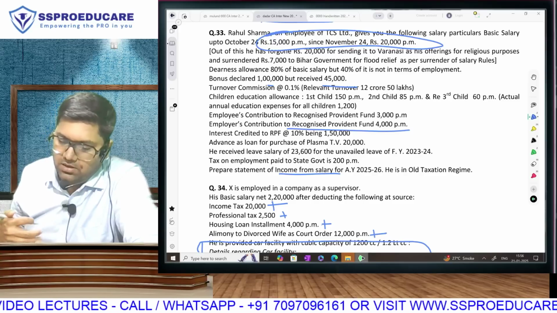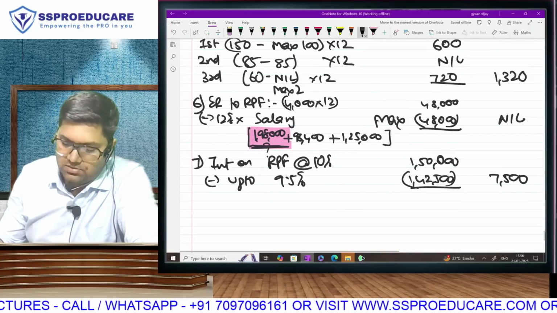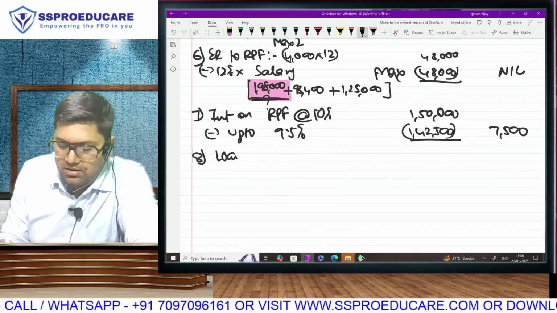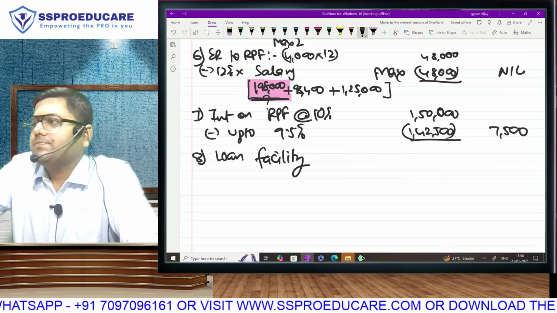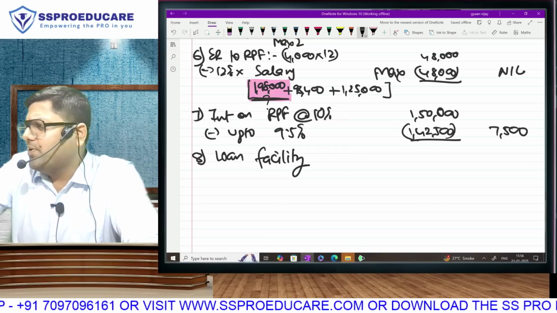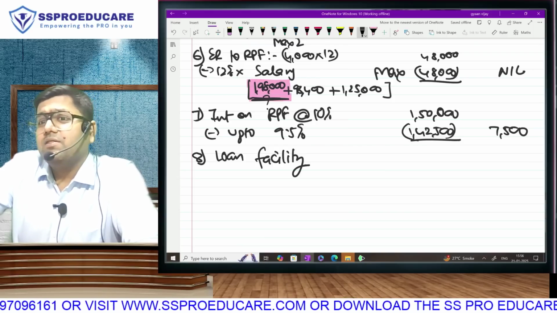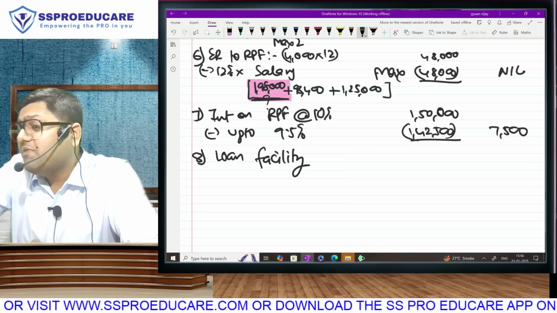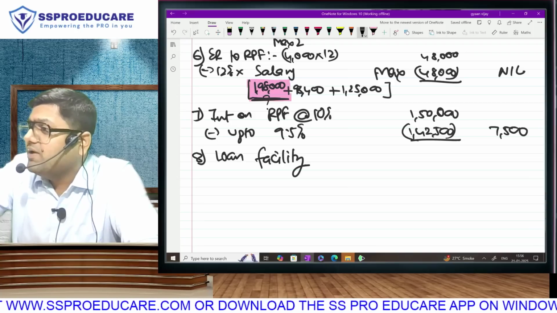Next. Advance as loan for purchase of plasma TV, 20,000. Problem, bro. Boss has given a loan, he will adjust it in salary. They have not given the SBI rate, not the employer rate, nothing. Then how should we value the perquisite? Boss is giving a loan, no? How to value the loan?